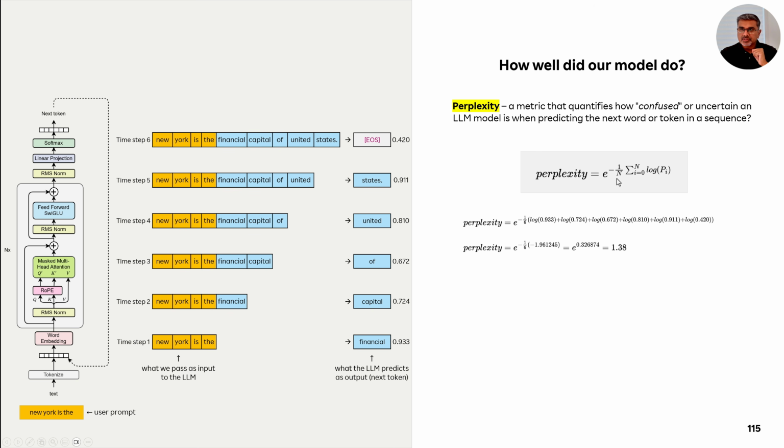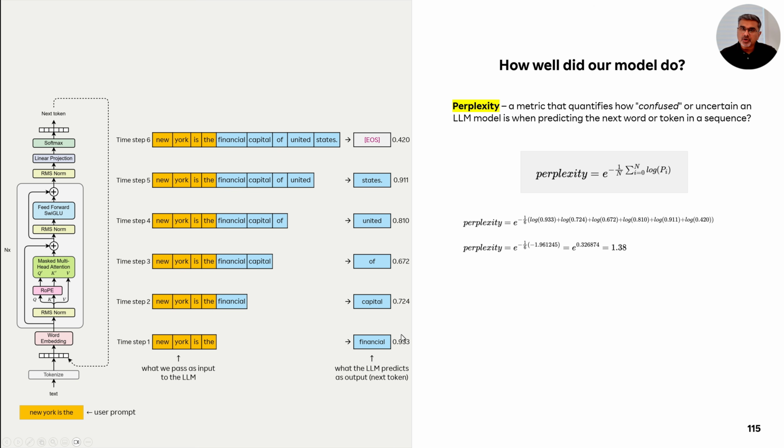So for example, it produced the first token "financial" with a probability of 0.933. So you take a log of 0.933. Then it produced a second token "capital" with a probability of 0.724. So you take a log of 0.724 and you add it to the previous one. Then it produces a third token with a probability of 0.672. So you take a log of that and you add it, and so on. So you add up the log values of all the probabilities, and then you divide it by the total number of tokens that are produced. So it produced 6 tokens. You divide by the total number of tokens, take the negative value of that, and raise e to that exponent, and then you get a value of 1.38.